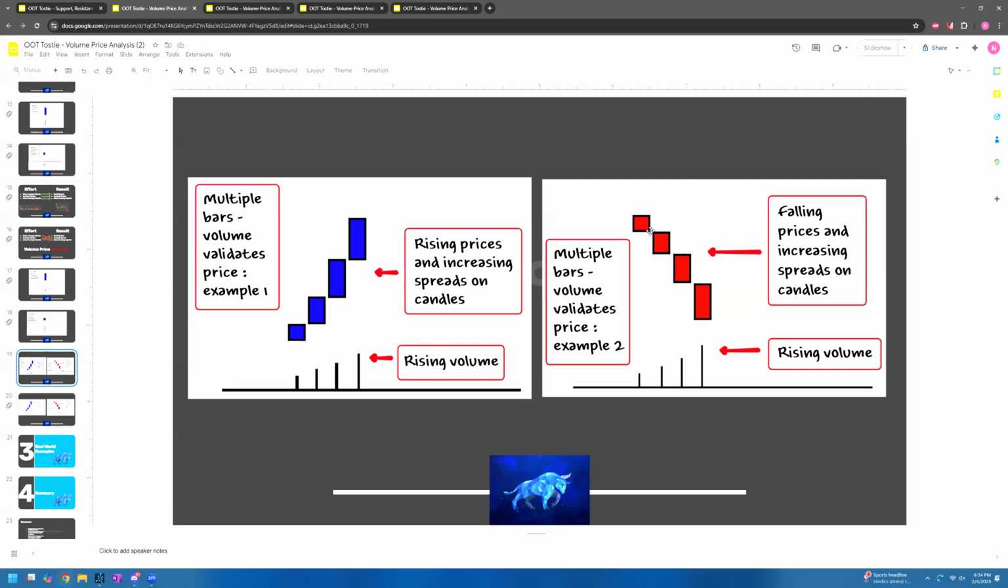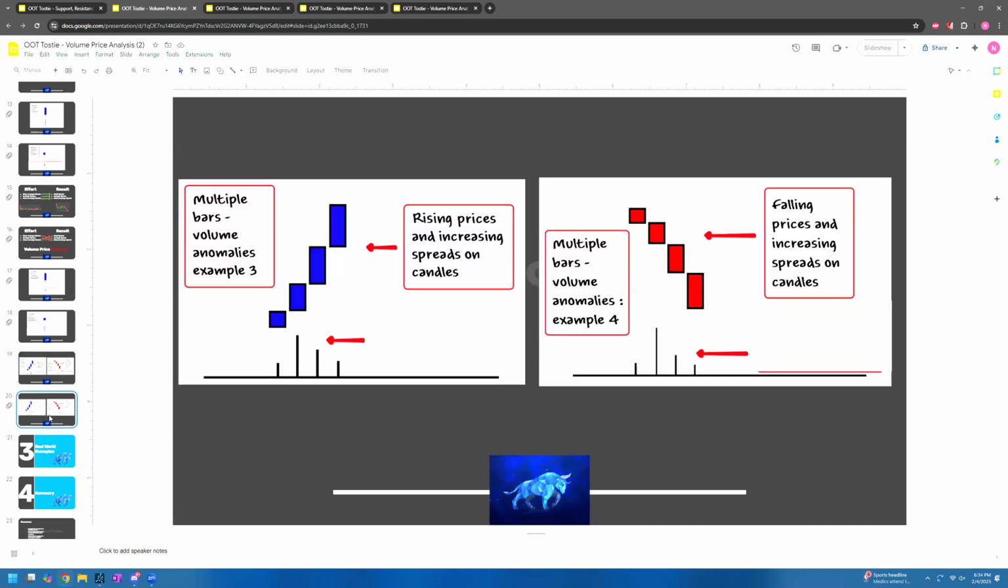This makes sense. Same concept here, right? The spread of these candlesticks is increasing, volume rises. This makes sense, right? Volume and price are agreeing. This isn't a signal for anything. This is normal, what you should expect out of price action.